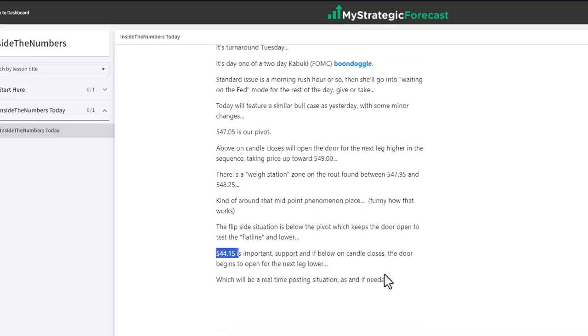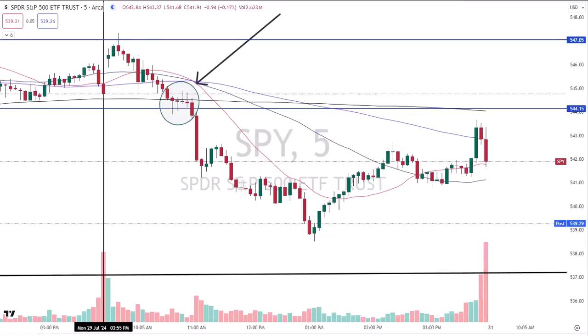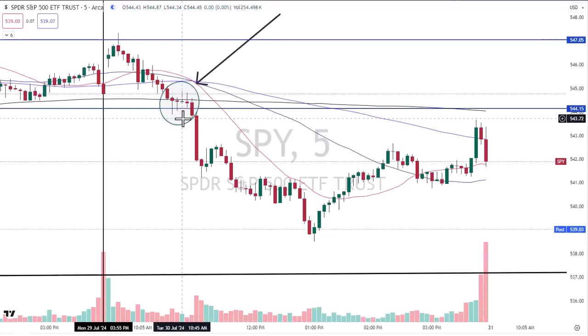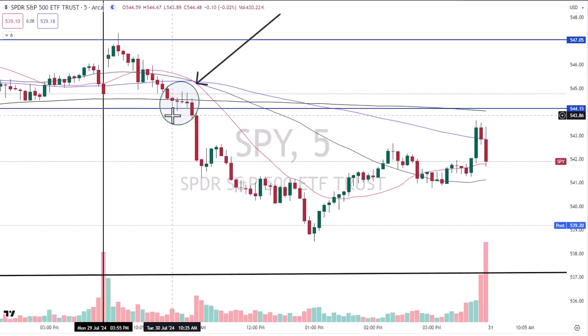544.15 is important, for example. Now, they did use that as a way station. You see, they did bounce there. They gave traders a quick scalp there. But after a few 5-minute candles, they decided to just head lower. From 544.15 to 544.87, that is our minimum required base hit for traders in the live room.